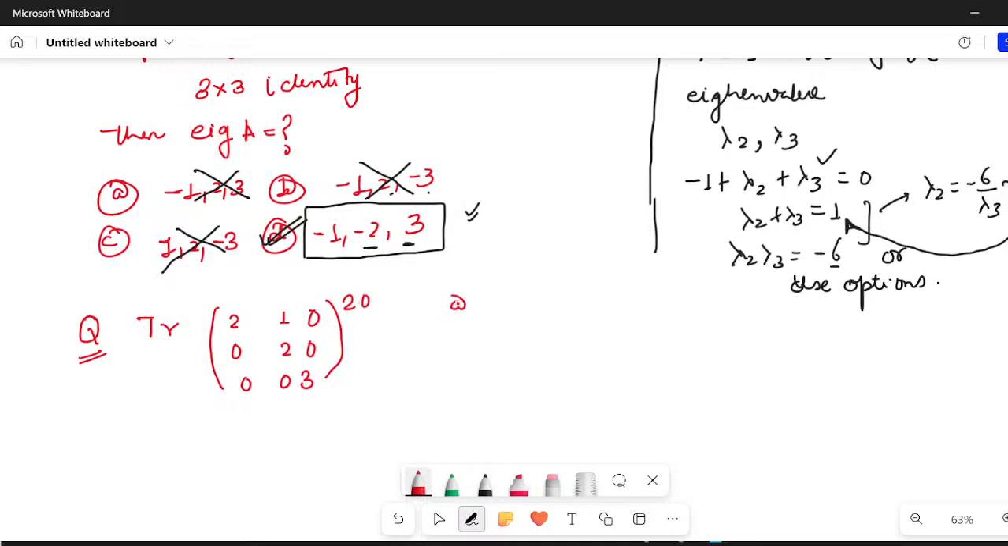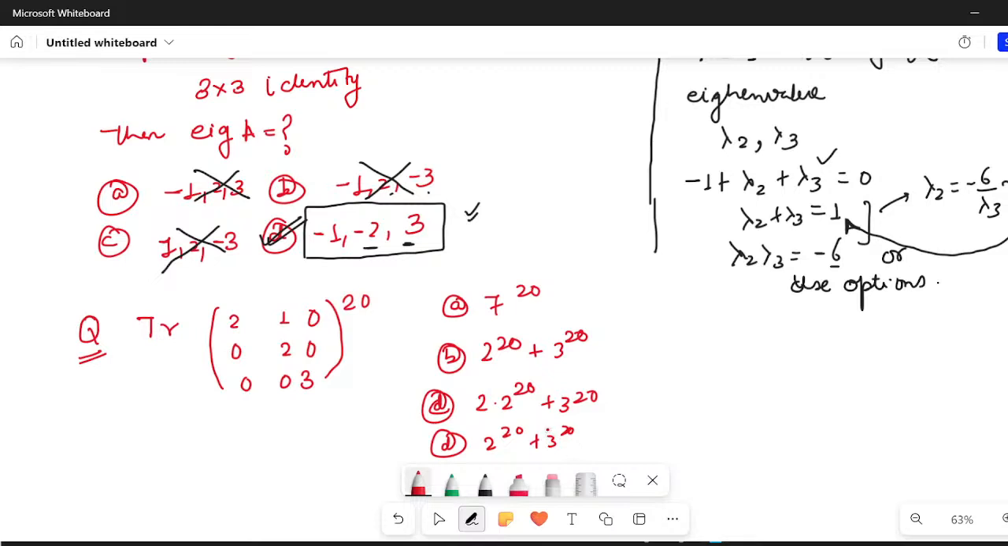Will it be 7 raised to power 20? Will it be 2 raised to power 20 plus 3 raised to power 20? Will it be 2 into 2 raised to power 20? I'm so sorry, 3 raised to power 20? Or will it be 2 raised to power 20 plus 3 raised to power 20 plus 1? Which of the following do you think the answer would be?